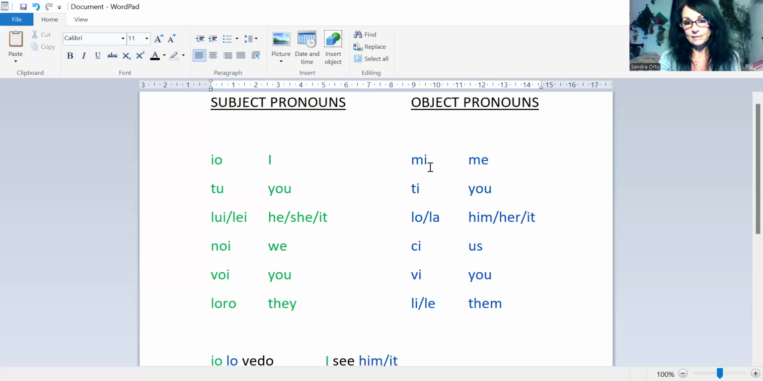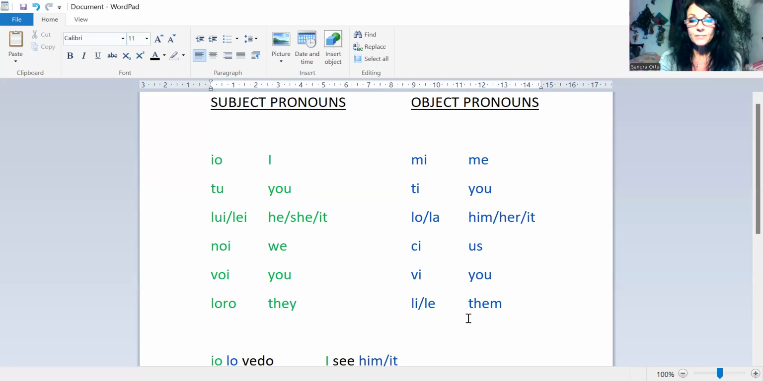So as a little reminder, we have mi in Italian, which is also me in English. Ti in Italian, which is you in English. Lo, masculine singular. La, feminine singular. In English, him, her, and also it. Ci, which is us. Vi, you plural. And then li, masculine plural. Le, feminine plural, which is them in English.